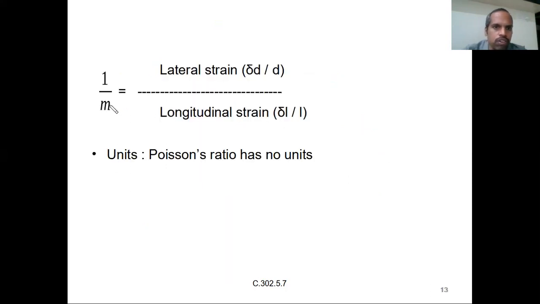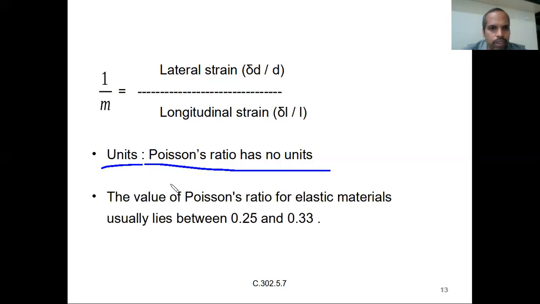Right. So Poisson's ratio, either mu or 1 by m, is equal to lateral strain by longitudinal strain. Lateral strain is delta d by d, and longitudinal strain is delta L by L. Poisson's ratio has no units, as we have already discussed. The value of Poisson's ratio for elastic materials usually lies between 0.25 and 0.33.